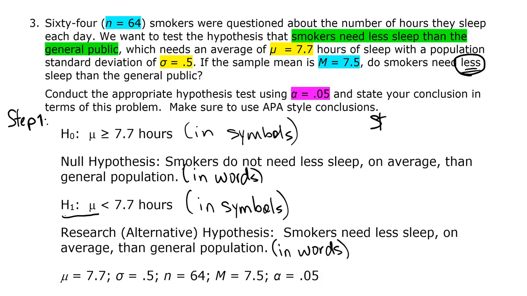Step 2 is set the criteria. That's already set for us, right? Alpha is equal to 0.05. So the problem tells us what the criteria is, okay? And notice again how I pulled out all of the pertinent information, all the information that I need in order to calculate the z-test, or the z statistic. Mu is equal to 7.7, sigma is equal to 0.5, n is equal to 64, M is equal to 7.5, and alpha is equal to 0.05.